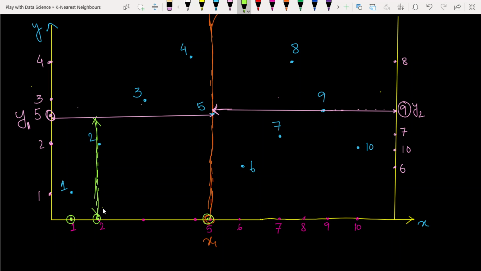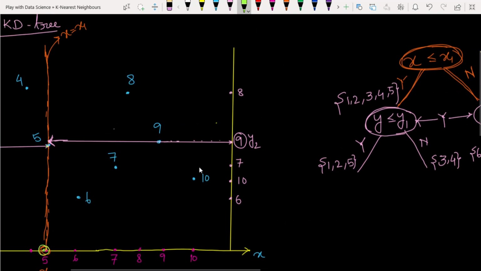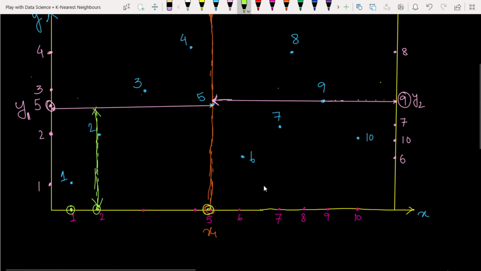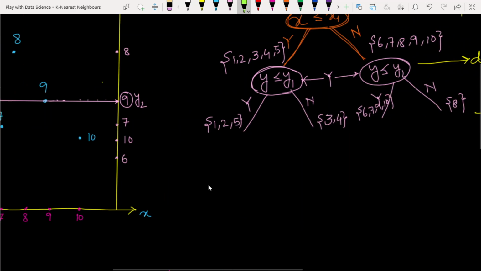This is the sample 2 I am using to divide at the median. In this region no point is there; point 1 is here, and only 5 is in this region. Suppose this sample is our x2.